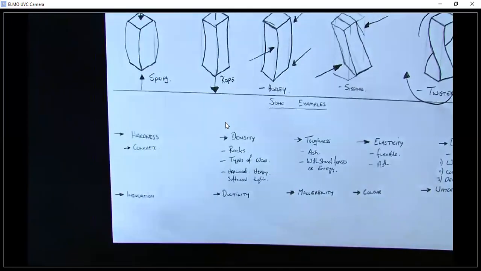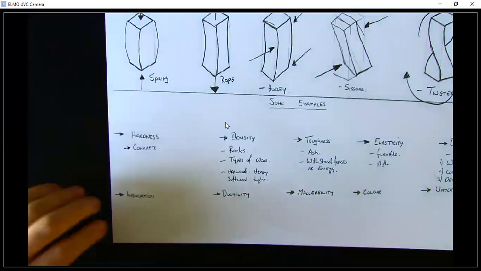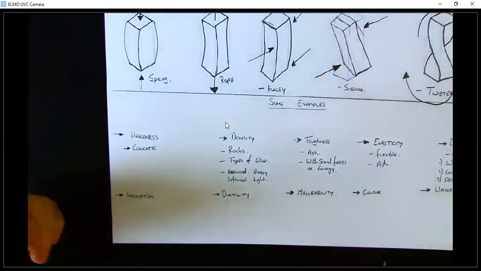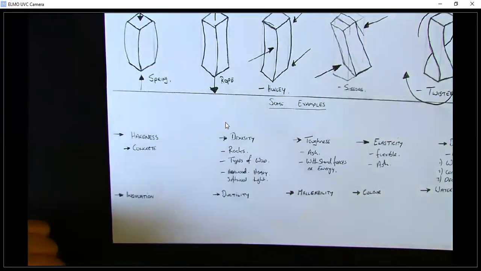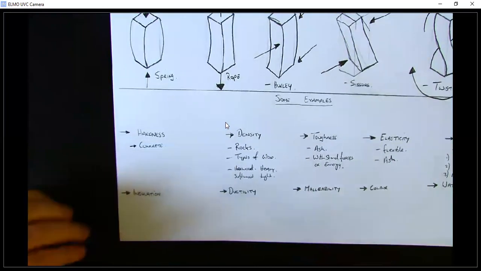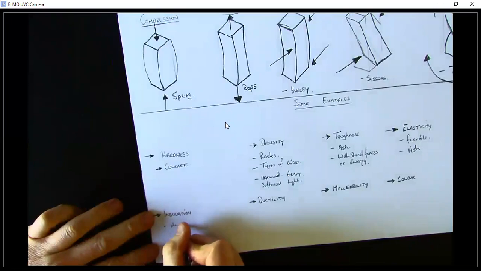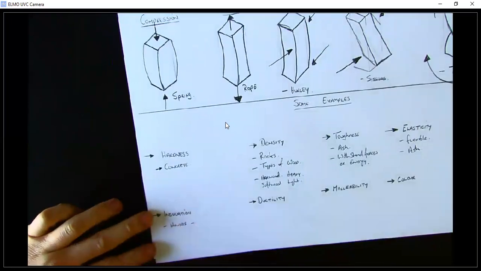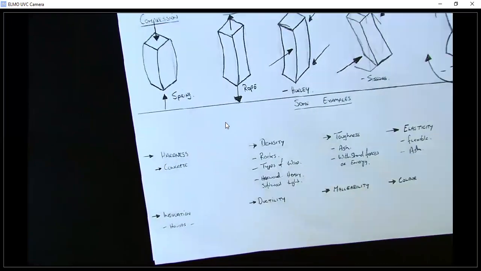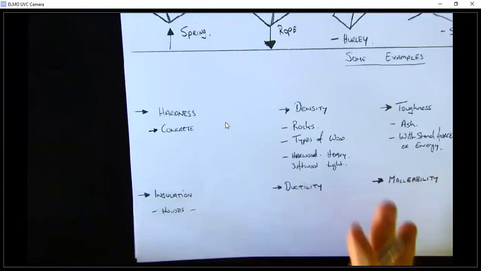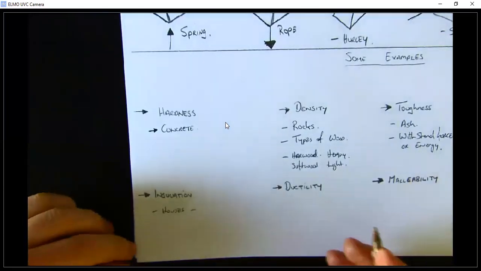Okay. The next one that we're going to have a look at is insulation. When we speak about insulation, guys, the thing that comes to mind straight away is insulation in houses. The ability to maintain heat in the house is probably the first thing that might come to your mind when you think of insulation. Okay.